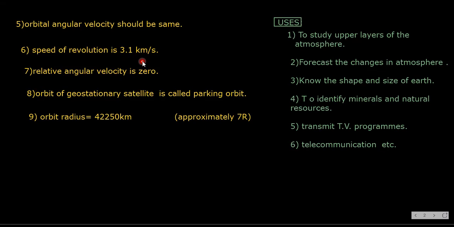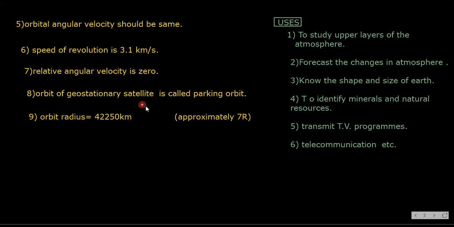We know relative velocity. As the satellite and Earth both are revolving in the same direction, their angular velocity is in the same direction. So, relatively, when we take it, it is equal to zero. That's why the relative angular velocity should be zero.